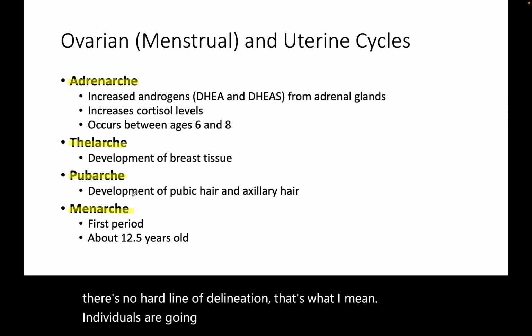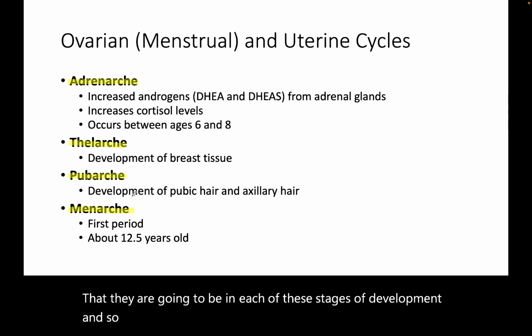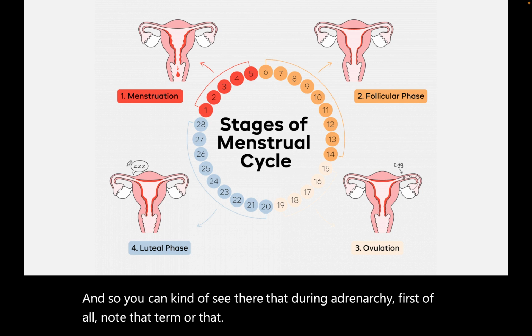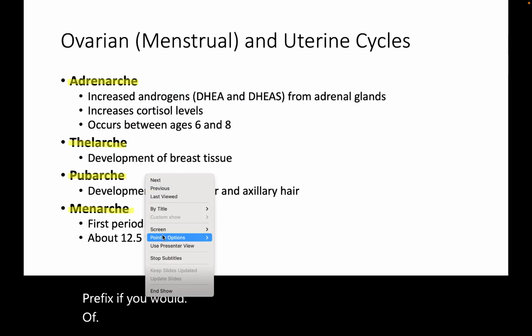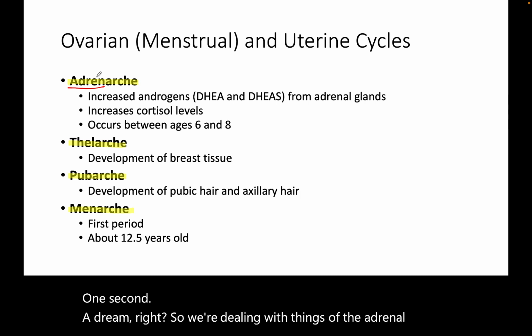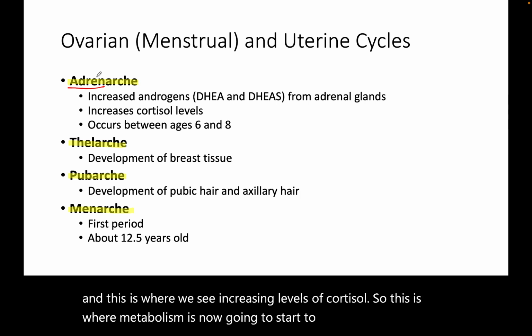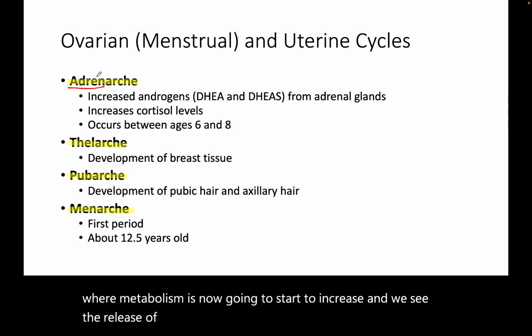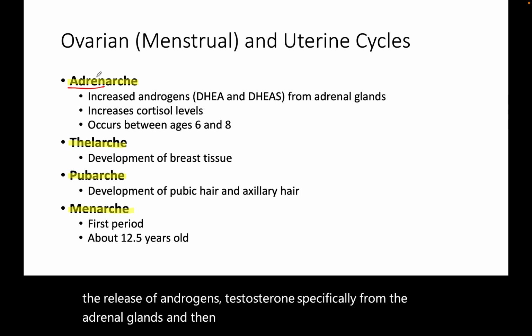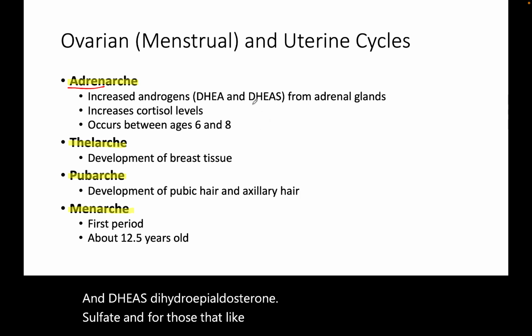Individuals are going to have different lengths of time that they are going to be in each of these stages of development. During adrenarche, first of all, note that prefix, adrene. We're dealing with things of the adrenal gland, and this is where we see increasing levels of cortisol. This is where metabolism is going to start to increase, and we see the release of androgens, testosterone specifically, from the adrenal glands, and then that testosterone is converted into DHEA and DHEAS, dihydroepiandrosterone sulfate.